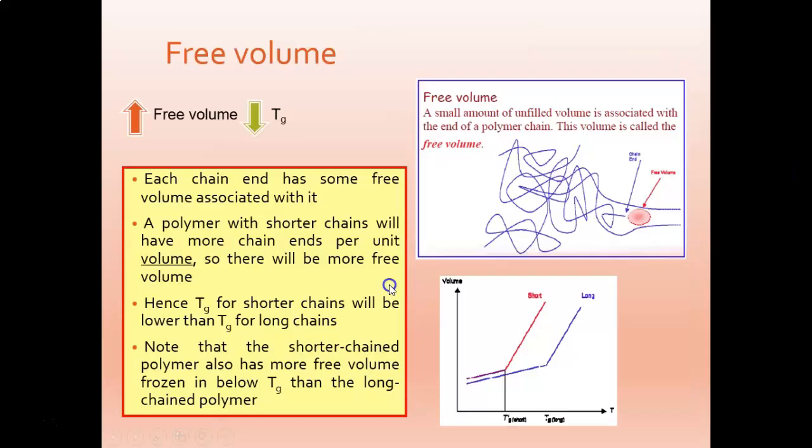Okay, next, free volume. Free volume is a small amount of unfilled volume associated with the end of a polymer chain. If we have high free volume in the structure of the polymer, it will reduce the Tg. Basically, a short chain will have more chain ends and will contain more free volume. Tg for a shorter chain is lower than Tg for a long chain.